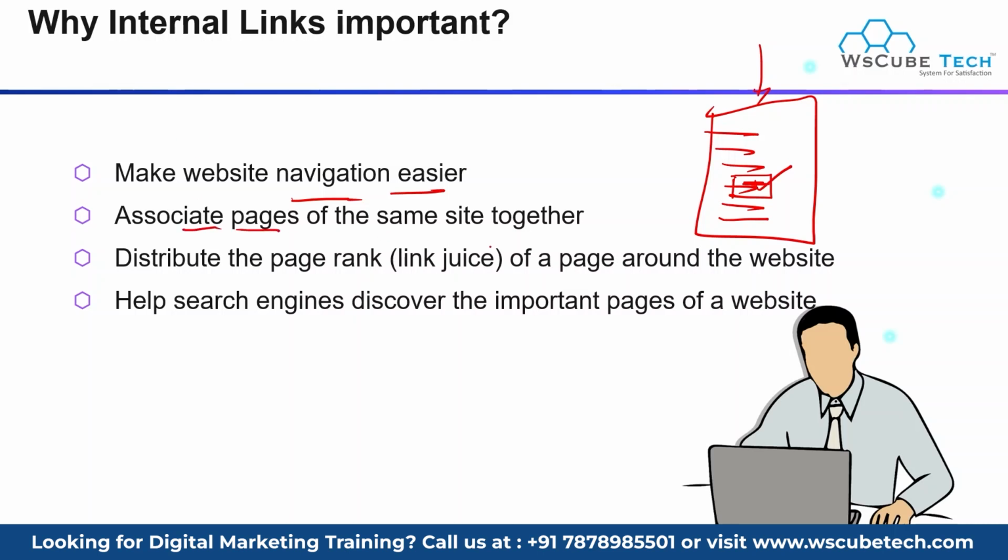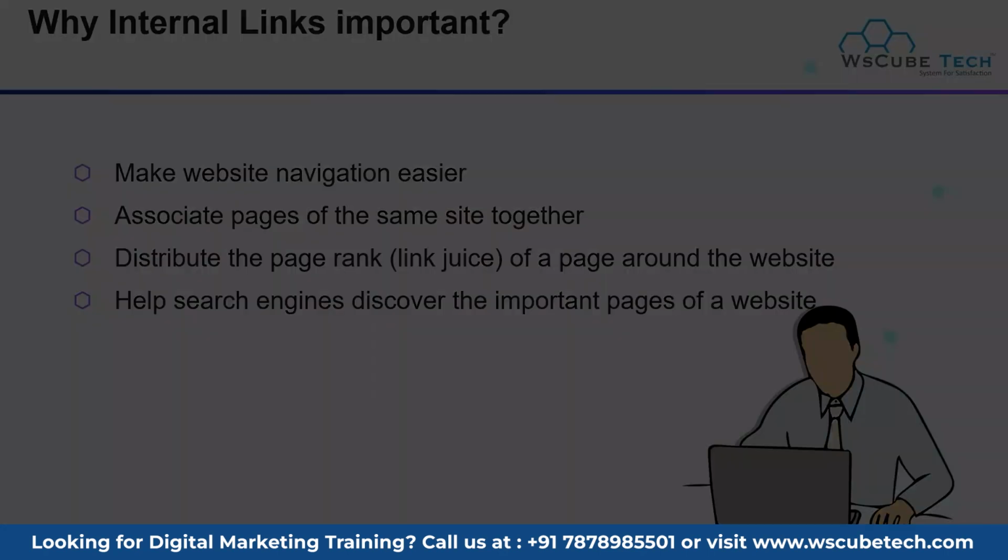Associate pages of the same site together. Just to make connectivity between these two pages, we are using an internal link here. Distribute your page rank, that is your link juice of the page, around the website. Help search engines discover the important pages of your website. For example, if your Google crawler can read the information of that page, and if you connect this particular page to another page, then your Google search crawler will also visit that particular page and crawl all the information of the other page. So that is also one of the important reasons that we are doing internal linking here.